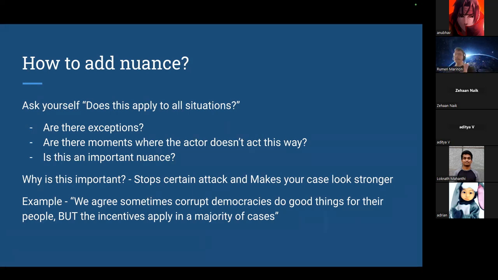And the neat trick here is after you finish explaining a point, you could stop by saying, let's add some nuance here. Does this mean blah, blah, blah? Well, yes, but in the majority of cases, blah, blah, blah. Okay.